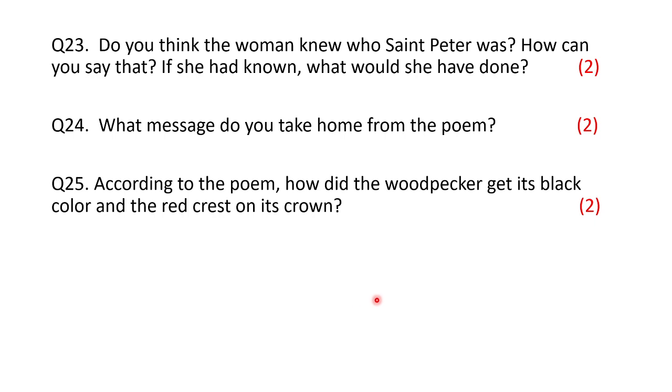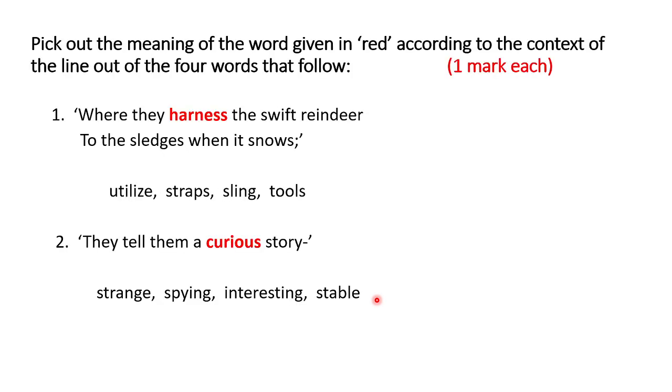These are the 25 questions, and now we have 10 MCQs. You have to pick out the meaning of the word given in red according to the context of the line out of the 4 words that follow. So this is the line from the poem and the word in red. You have to pick out the meaning of this word according to the context of the poem or the line. This is the word and these are your 4 options. Again, number 2, this is the word curious and these are your 4 options.